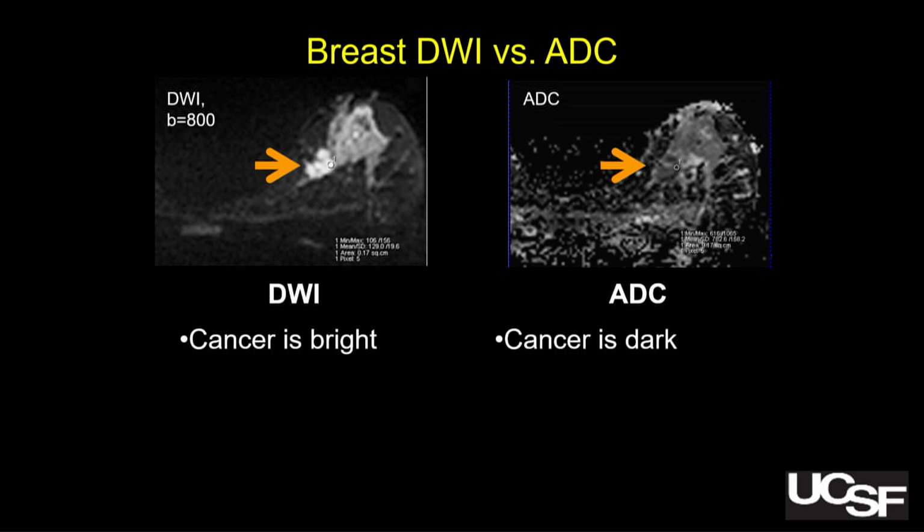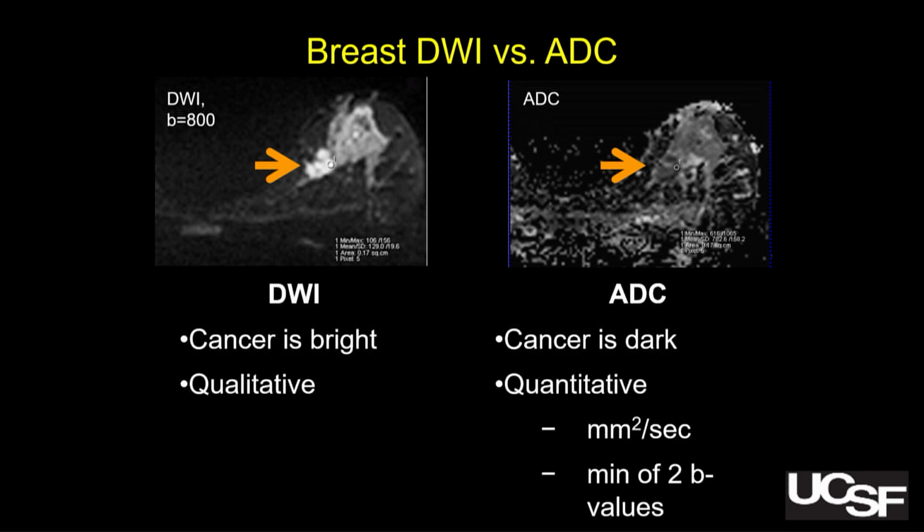On the qualitative images, as I call them, you look at the high B value, in this case, B800. ADC mapped cancer is dark. DWI is qualitative, ADC is quantitative. So for research, we actually measure intensity on the ADC. It's millimeters squared per second, so it's measured as the rate of diffusion of the water molecule.